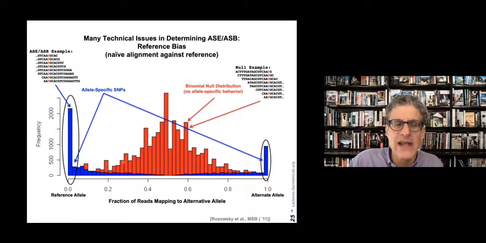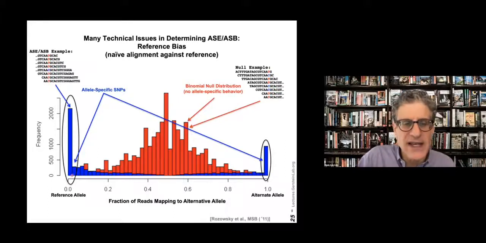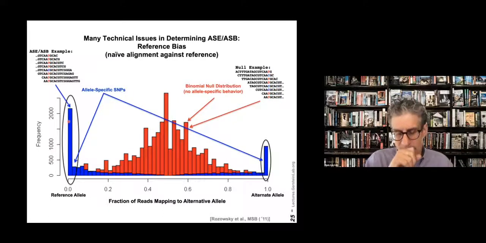And then if you actually had a true shift in allelic behavior, you would see it at the tails here. So for instance, if you saw this peak over here, where you have a lot of things that have a very high expression for one allele, but don't have expression for the other, that's a true allele-specific, say, expression or allele-specific binding type of situation.